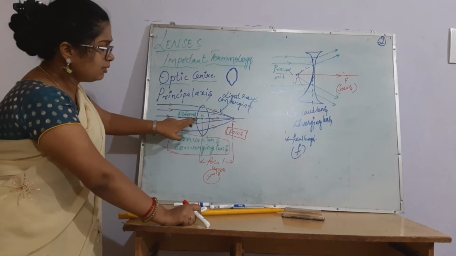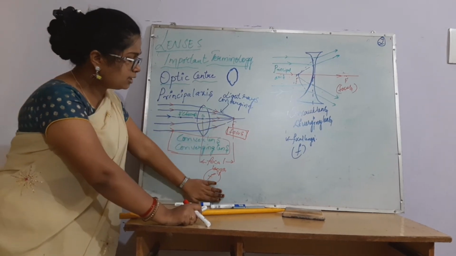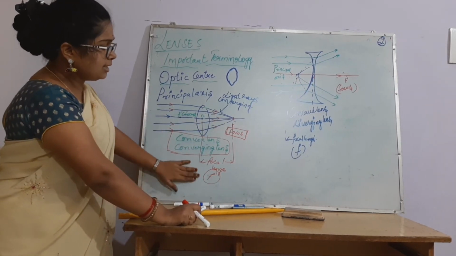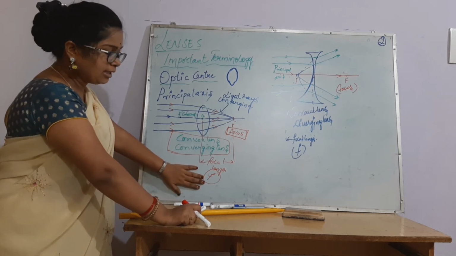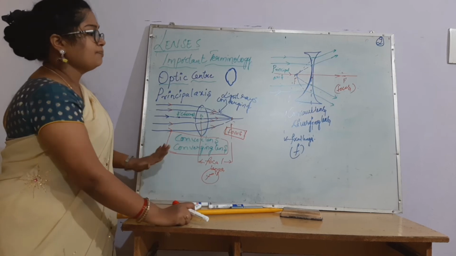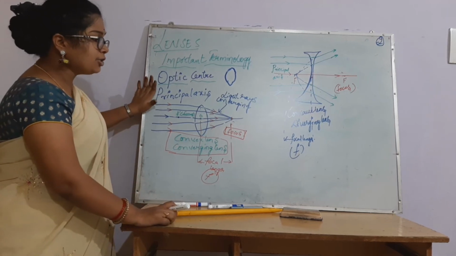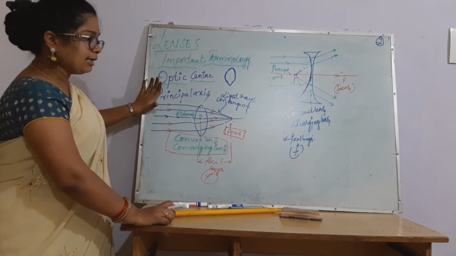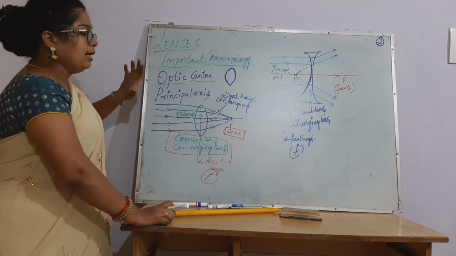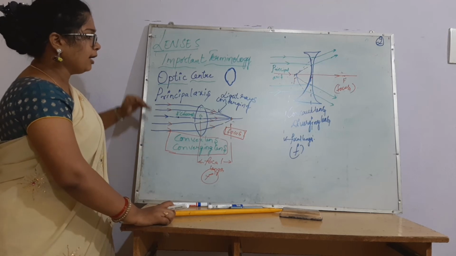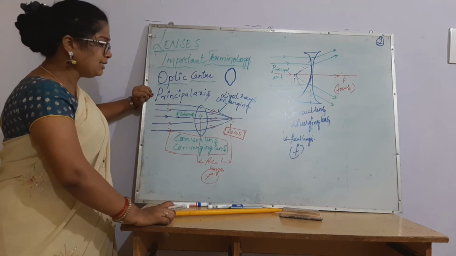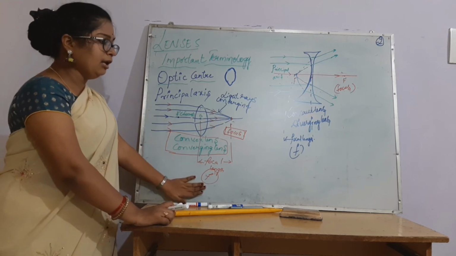And the distance from the optic center to the focus is nothing but your focal length. Nothing but here, focal length. They are converging really. So the rays are really converging in the case of a convex lens. I hope you are clear with optic center, principal axis, focus and focal length.